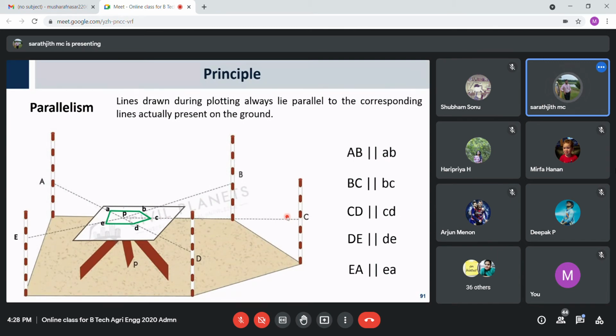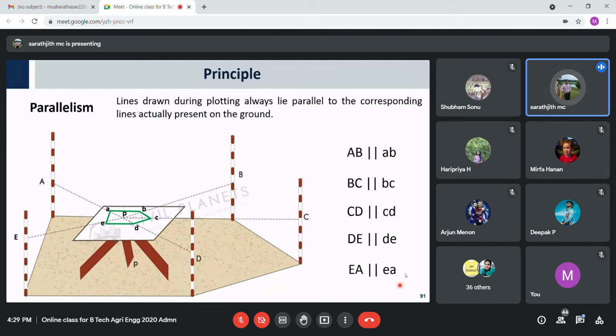So, what is the principle behind plane table surveying? Suppose you are measuring a line on the ground, for example, take point A and point B, and you are going to mark that particular point on the sheet, small a and small b on the drawing sheet. So this line AB on the ground and line ab on the drawing sheet should be parallel to each other. So the principle is parallelism.